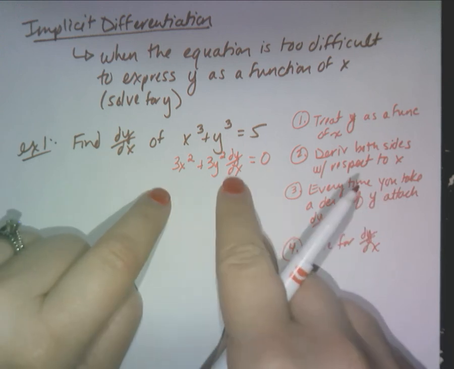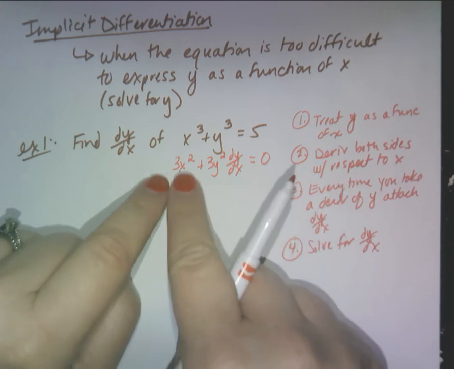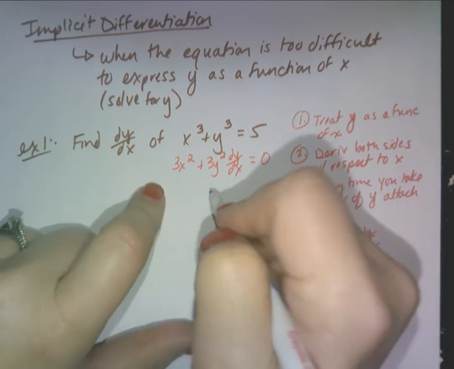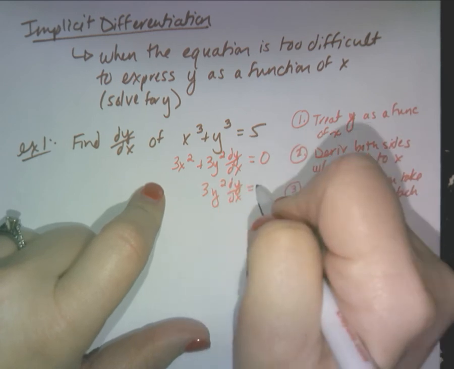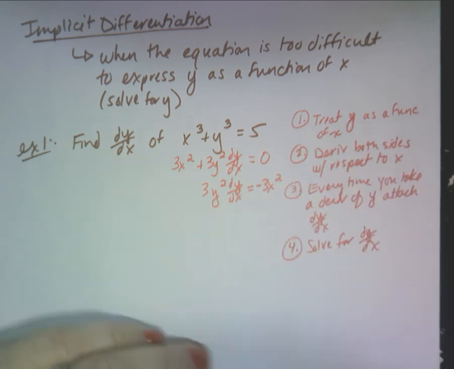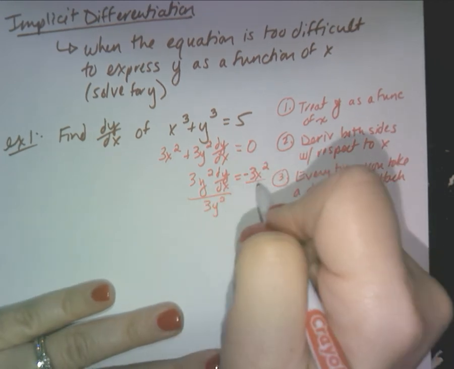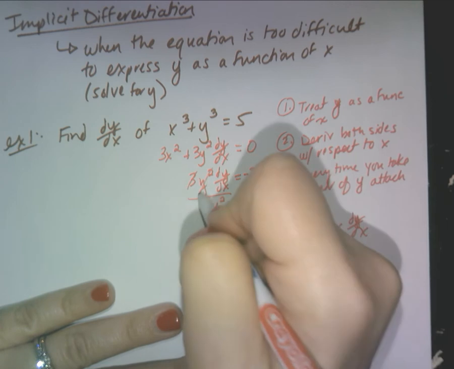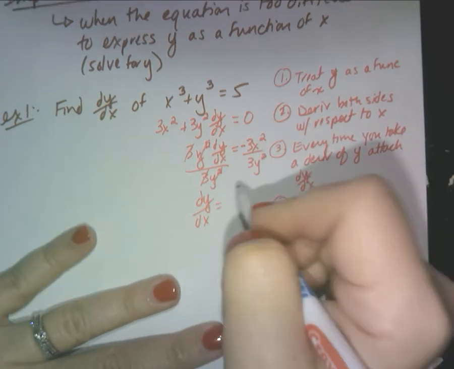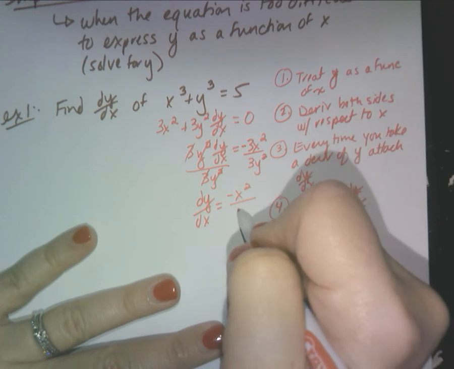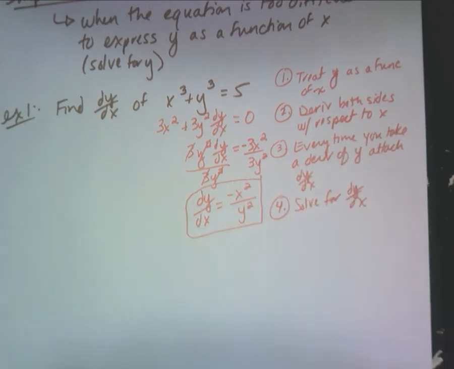Now you solve for this, meaning you get the dy dx by itself. So what would you do? Bring over 3x squared. Minus 3x squared. So you have 3y squared dy dx equals negative 3x squared. Then what? Divide out the 3 and the y squared. Boom, boom. And what is our final answer? Negative x squared over y squared.